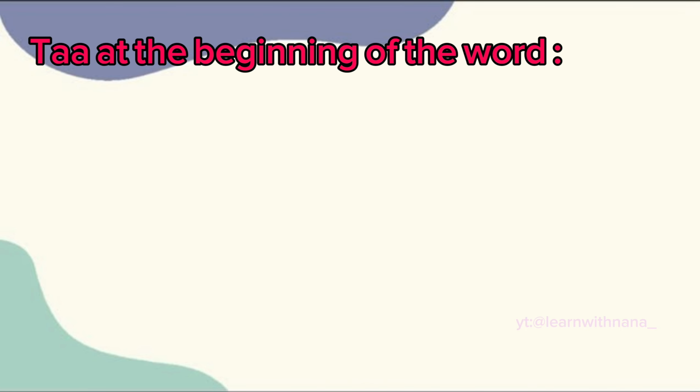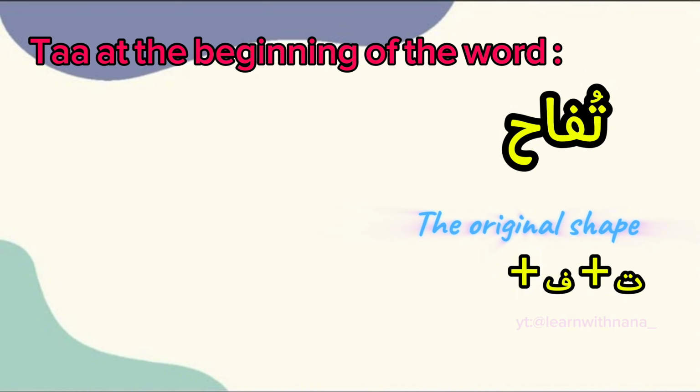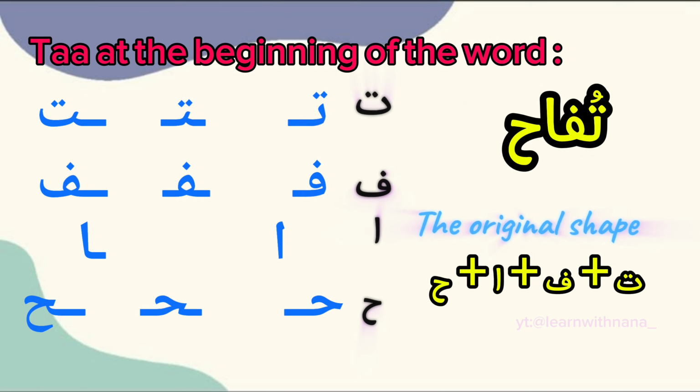As we can see, تفاح contains 4 letters: تاء, فاء, ألف, and ha. And this is how we can write these letters plus the original shape. So the ta will be like this because it came at the beginning of the word. The second letter fa, it will be like this because it came in the middle.